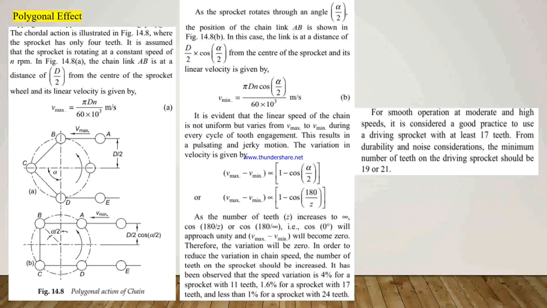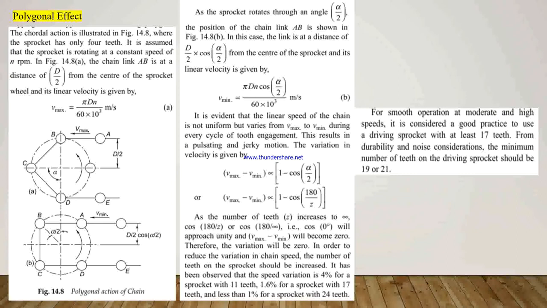This action is similar to that of a non-slipping belt wrapped around a rotating polygon. Here, the chordal action is illustrated in the figure, where the sprocket has only 4 teeth. It is assumed that the sprocket is rotating at a constant speed of n in rpm. And here we see there are two figures, A and B.